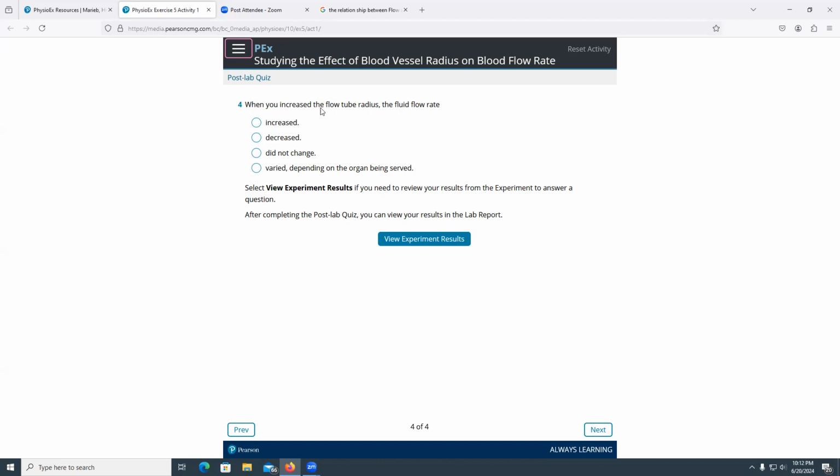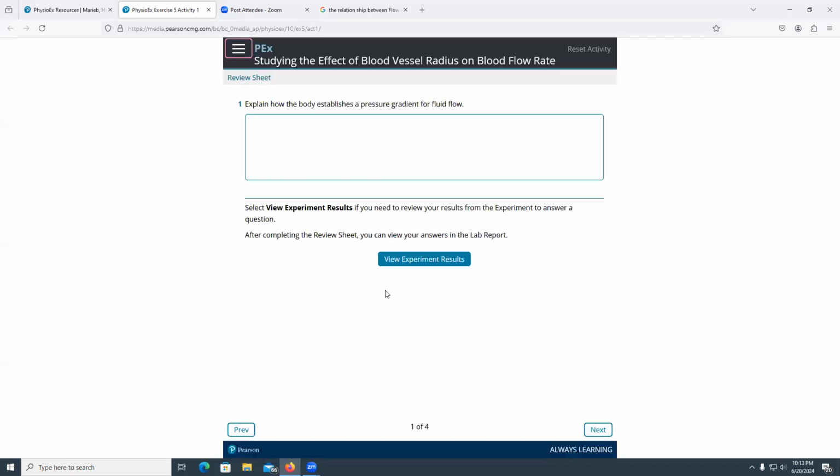When you increased the flow tube radius, the fluid flow rate increased exponentially. You can see that in all of the data also. Explain how the body establishes a pressure gradient for fluid flow. So here you would say that the heart, the left ventricle, would pump all the blood and the blood would gush out in the aorta and so on.